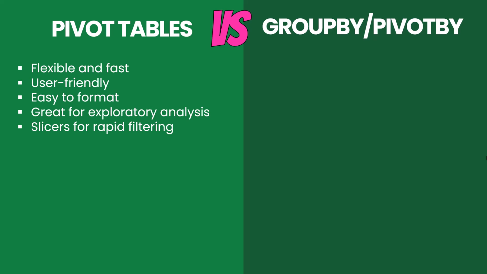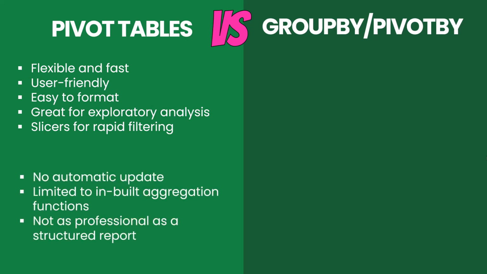So what are the disadvantages of using pivot tables? Well, we saw a couple of these in the video. No automatic update. You need to remember to right-click and refresh in order to incorporate any new data that's been added into the source. We're limited to the inbuilt aggregation functions. We can do a few things in pivot tables like sum, count, min, max, average, so on and so forth, but we don't have access to as wide a range of functions as we do when we're using GROUPBY and PIVOTBY, particularly because we can utilize lambdas.